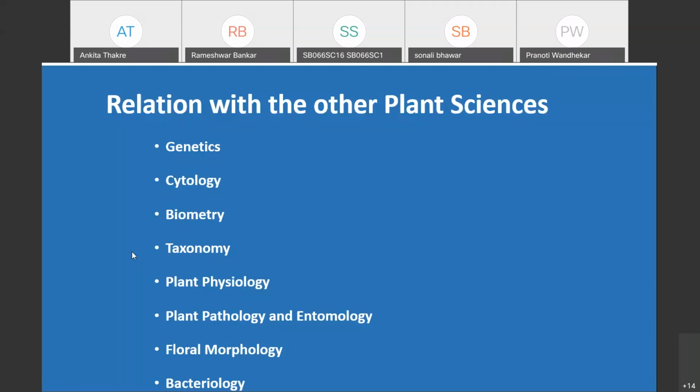Then plant physiology. We have discussed plant physiology in the last semester. Plant physiology is nothing but the study of all vital processes going on inside the plant, and also the effect of environment on the plants. That is most important, because in plant breeding, by using the knowledge of physiology, varieties which are resistant to heat, cold, drought, etc., can be produced.